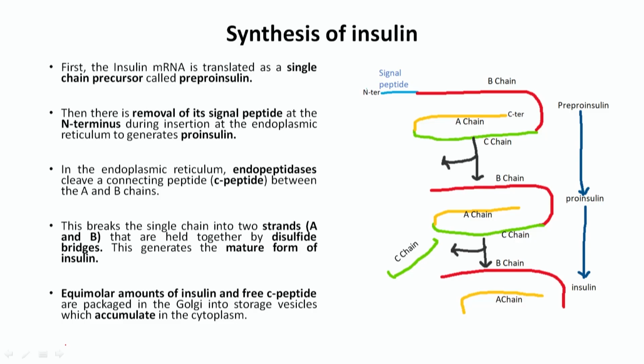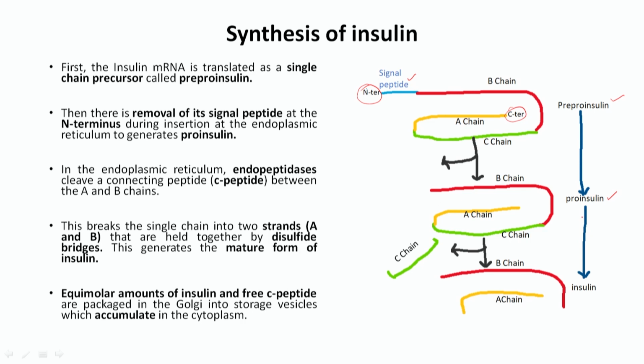Here also, first there is the formation of pre-proinsulin, which has 2 important terminals, the N terminal and the C terminal, and the N terminal has one signal peptide. This formation takes place in the endoplasmic reticulum, and then pre-proinsulin is cleaved into proinsulin, where the signal peptide is removed and only the A chain, B chain and the connecting C chain remain. This is present in proinsulin.